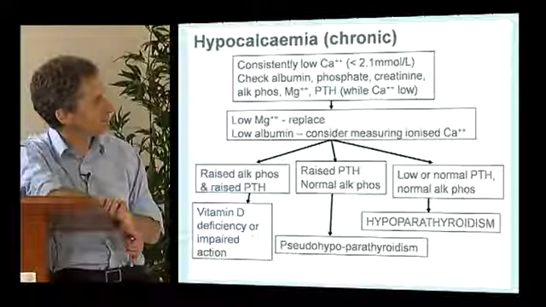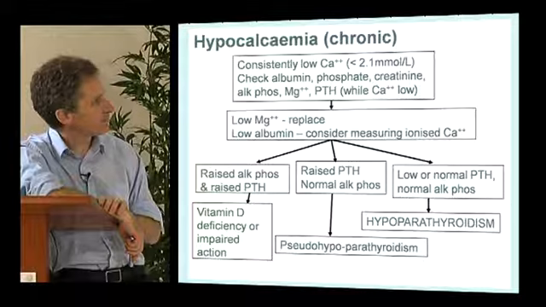And we'll want to know the PTH, but when the calcium is low, we'll want to know how the PTH is responding. So if there's a low magnesium level, as you see in the second box, well, we'll replace that. If there's a low albumin, it can be confusing what the actual calcium level is. We might need an ionized calcium to work out whether it really is low or not.